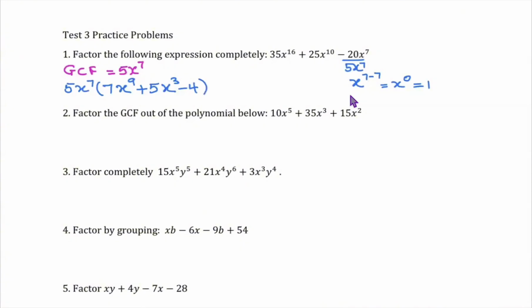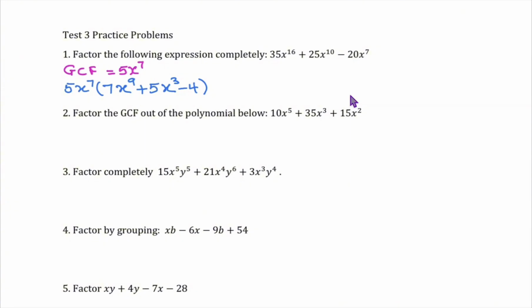So this is the factored form of 35x to the 16th plus 25x to the 10th minus 20x to the 7th. The factored form is 5x to the 7th, that is the GCF, times 7x to the 9th plus 5x to the 3rd minus 4.